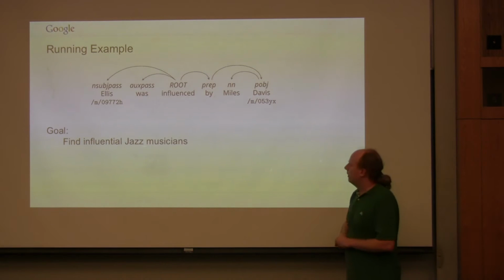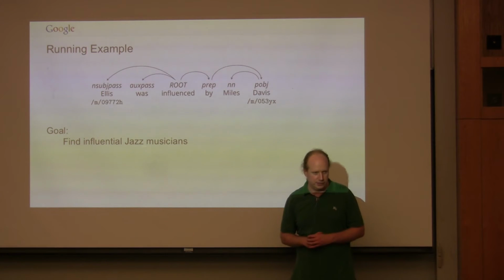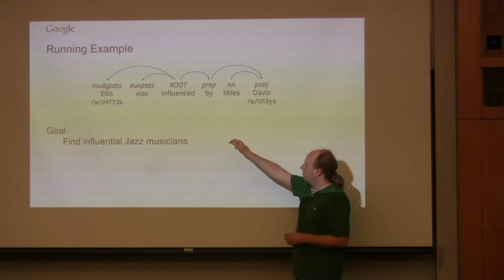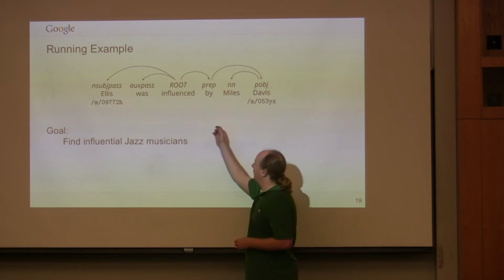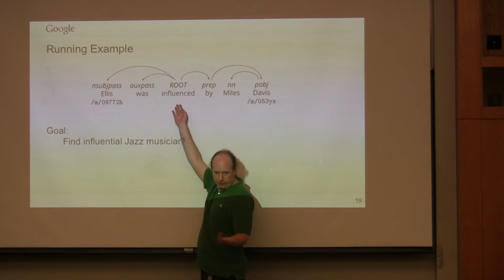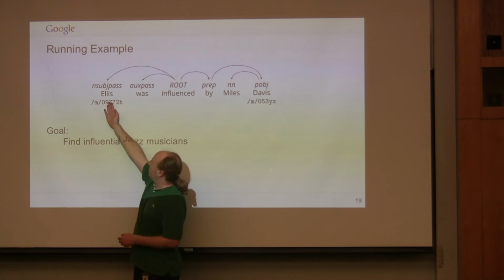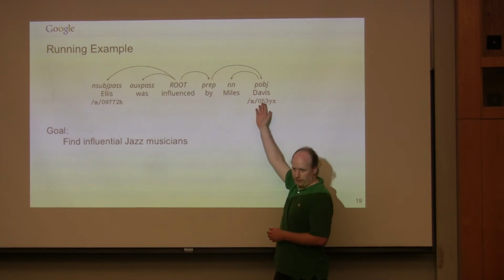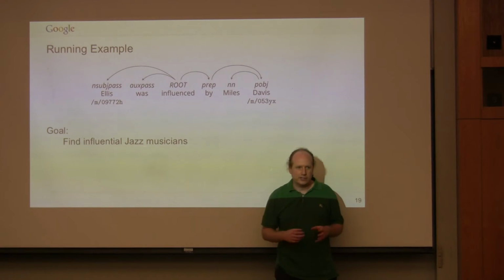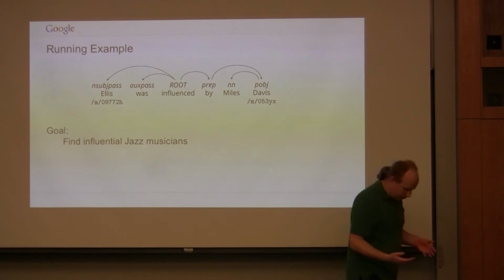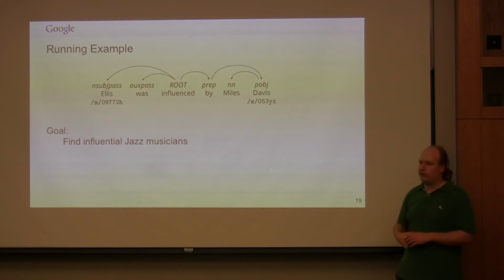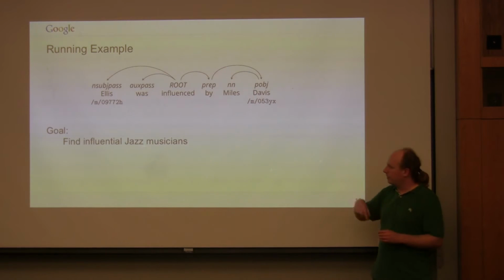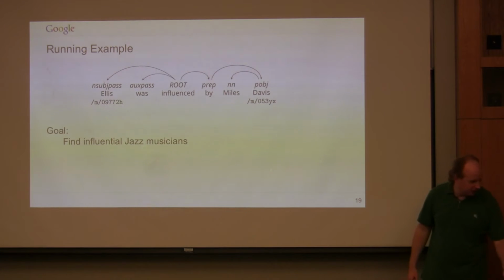So here's our running example. Again, our influential jazz musician. So we have our parse tree here with "Ellis was influenced by Mystatus". We have a root token, influenced. We have a passive subject, Ellis. And we have an object, Mystatus. What we're trying to do now is, we have a corpus of web documents, basically with sentences, some of which look like this. And we want to find our influential jazz musicians.